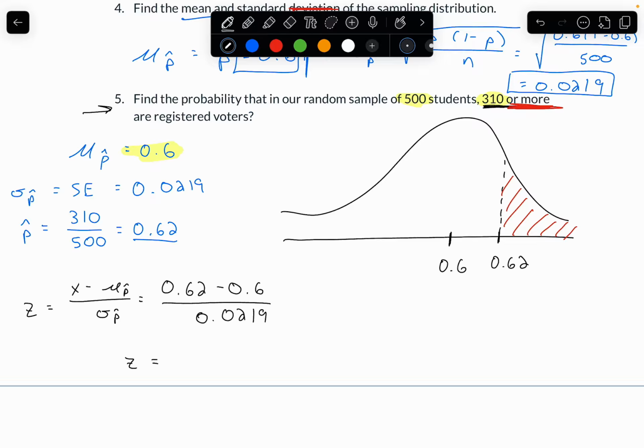I ended up with a z-score of positive 0.91. For z-scores, remember, we really only need 2 decimal places because that's all our z-table is going to tell us. So we have a z-score of positive 0.91. The only thing I have left to do is to find the area to the right of that. In that case, I'm going to need my z-table.